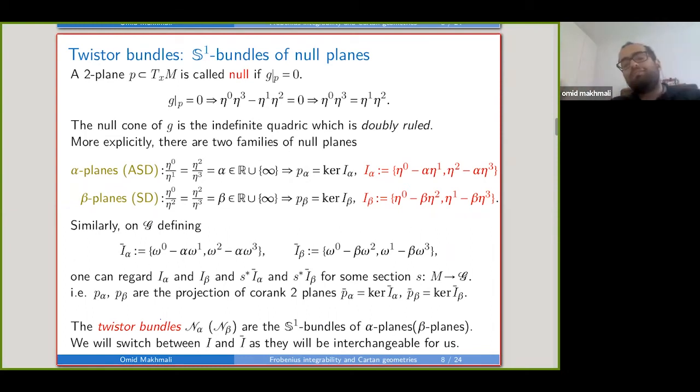Now, having these two sets of two planes, each parametrized by a projective parameter, alpha and beta in this case, or the affine parameters for them, we define twistor bundles N alpha and N beta as S1 bundles of alpha planes and beta planes. And as I said, we can view them as a bundle over G or as a bundle over M. So we're going to switch, and we'll make the distinction clear. It should be clear for us as we continue.